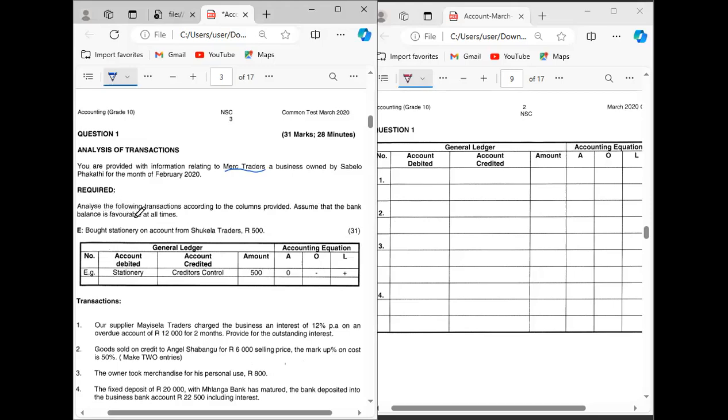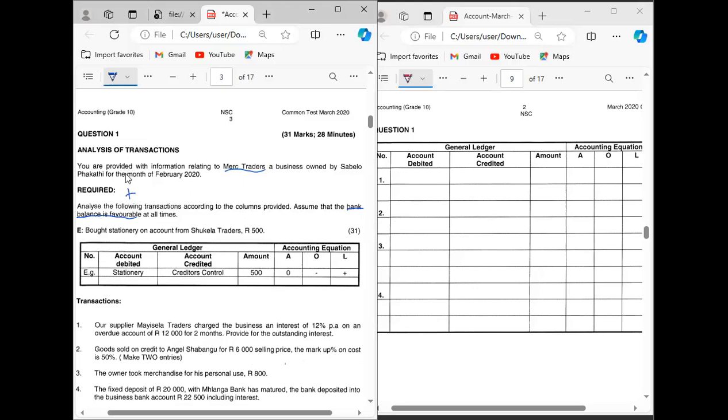And then required: analyze the following transactions according to the columns provided. Assume that the bank balance is favorable at all times. So guys, this information is very important. We need to know if our bank balance is favorable. Whenever they say favorable, they mean what? It's positive, meaning there is money inside the bank account.